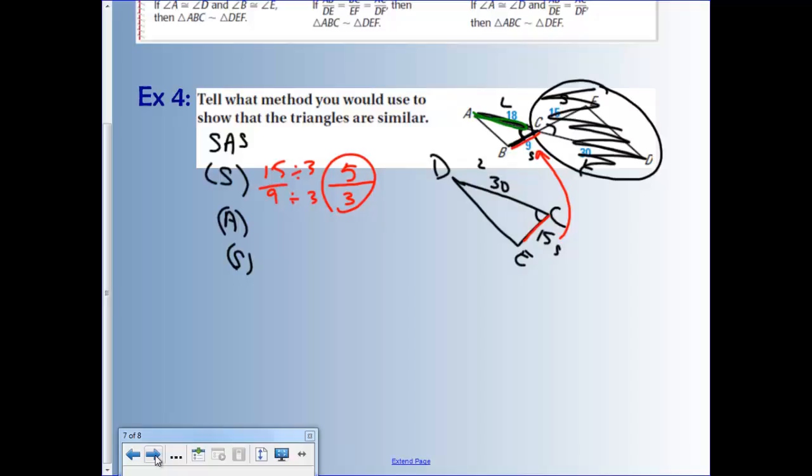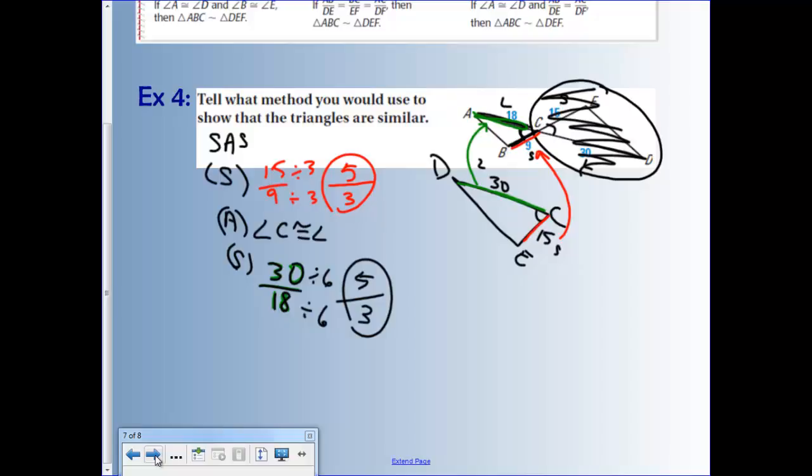What else corresponds? We have 18 and 30. Be consistent with your arrows. 30 and 18. What goes into both? 6. We get 5/3. Are my sides proportional? Yeah. How about our angles? What do we know about our angles? Angle C is congruent to angle C.